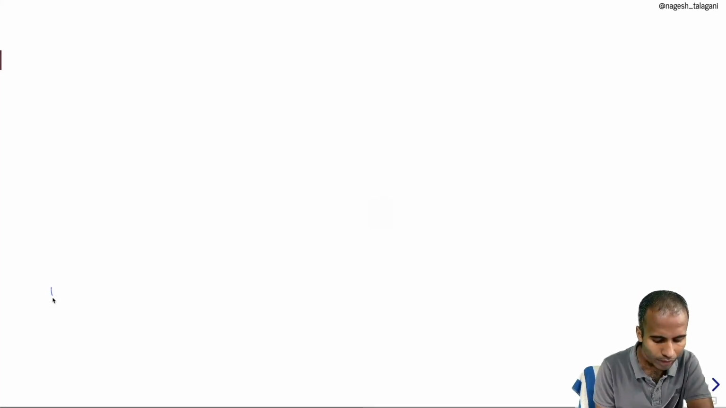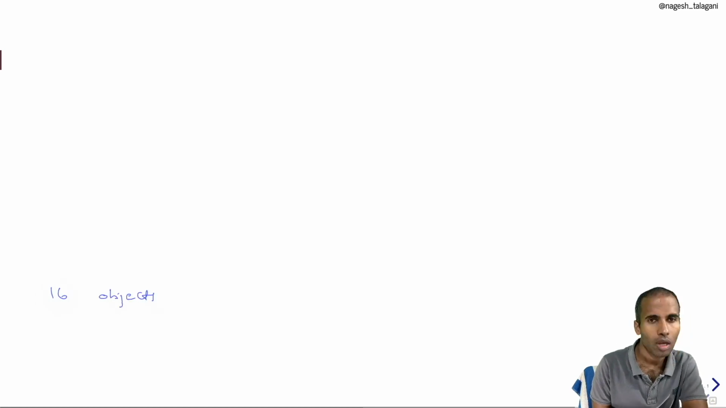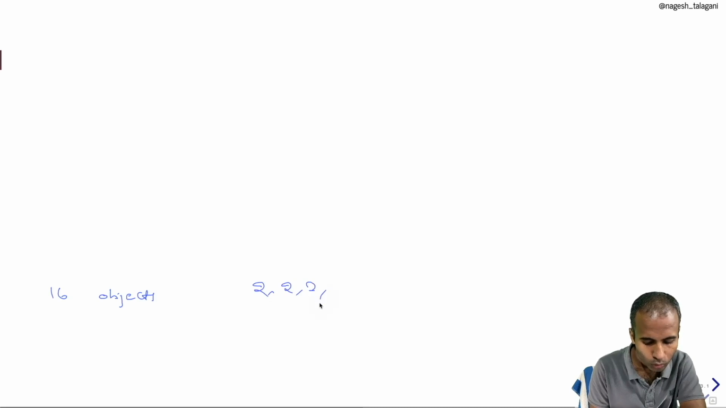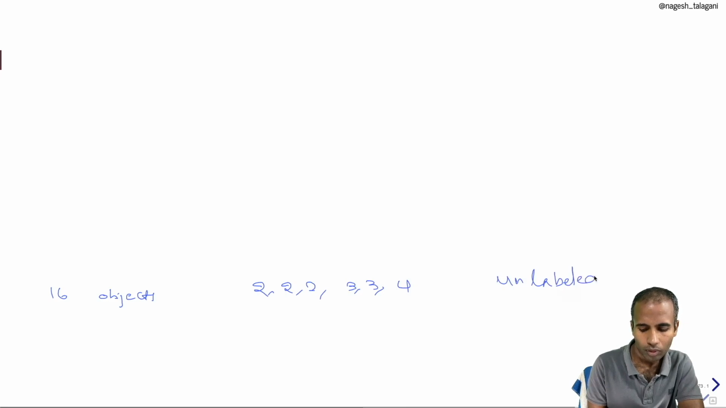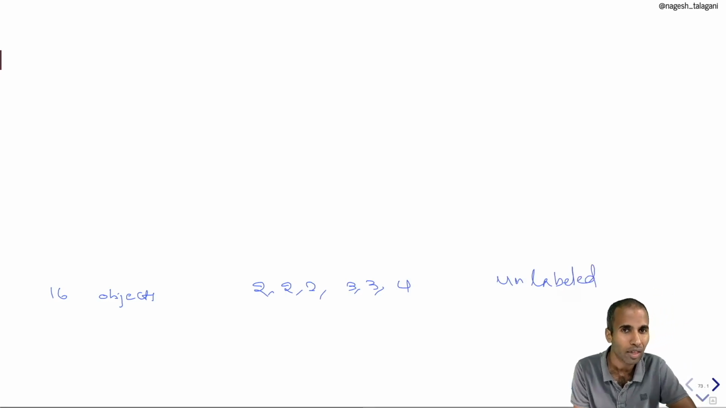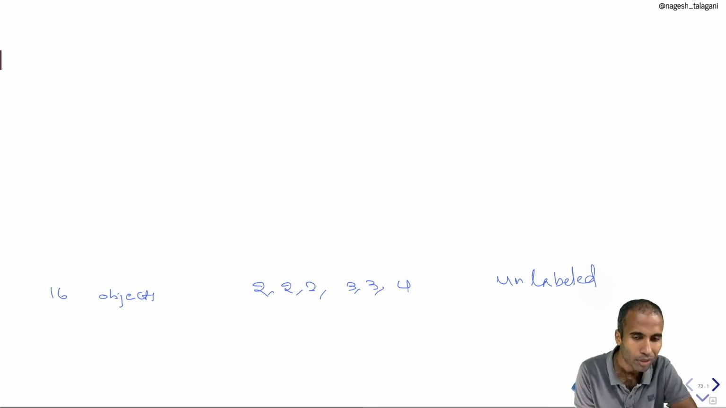Now let us say we have 16 objects here. Now we want to divide them into 6 groups of size 2, 2, 2, 3, 3 and 4. Unlabeled groups, okay? We want to divide them into 6 unlabeled groups of sizes 2, 2, 2 and 3, 3 and 4.